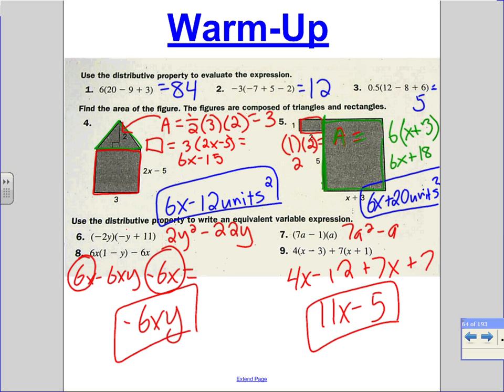So number 6, there's really a 1 in between the negative and the y. Negative 2 times negative 1 is positive 2. What's y times y? You guys remember from Friday, Alyssa? Good, y squared. So 2y squared is the first part. The second part is negative 2y times positive 11. Negative 2 times 11 is negative 22. Y times no y is just y.